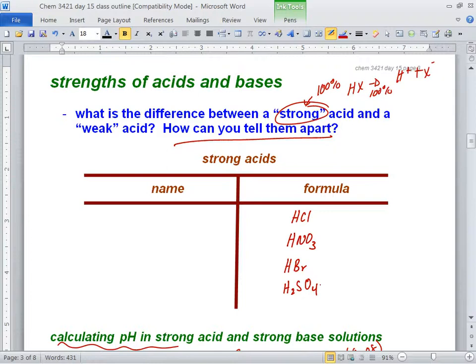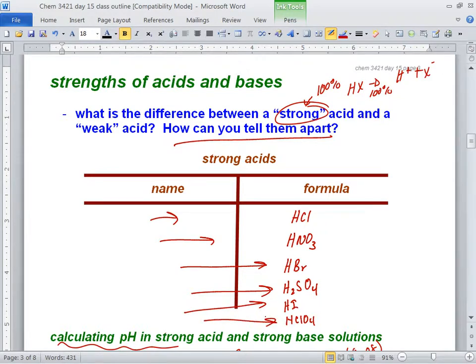Remember, the halogens give you 3. So we have the HCl, we have the HBr, HI. Okay? 1, 2, 3. One more. HClO4. Okay. See if we can name these here. What's this one? Hydrochloric. Nitric. Hydrobromic. Sulfuric. Hydroiodic. Perchloric. Right, so know the names and formulas of the 6 strong acids.